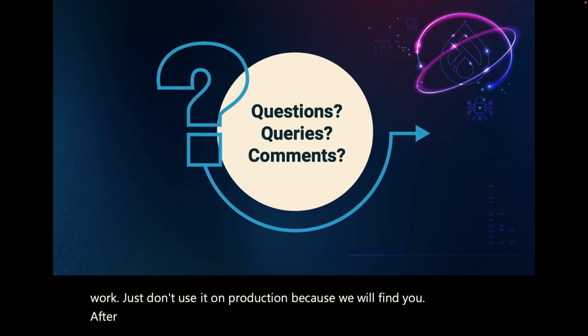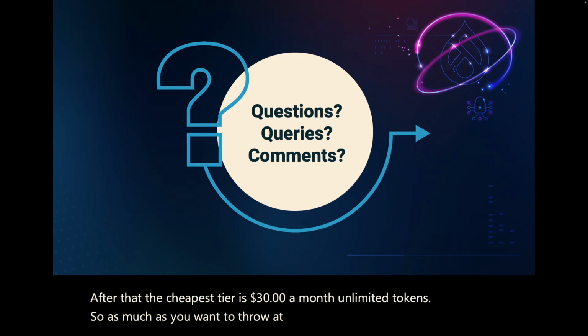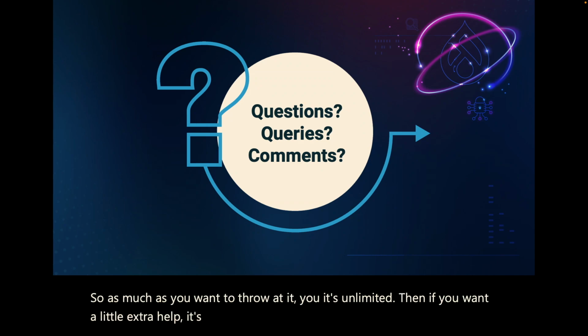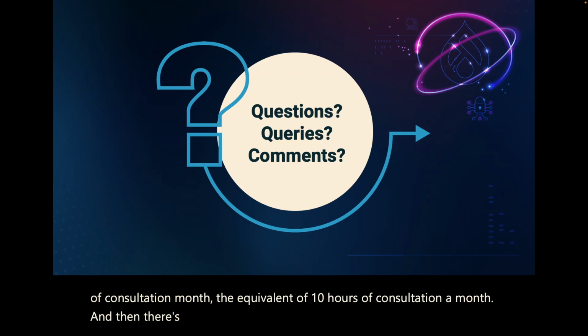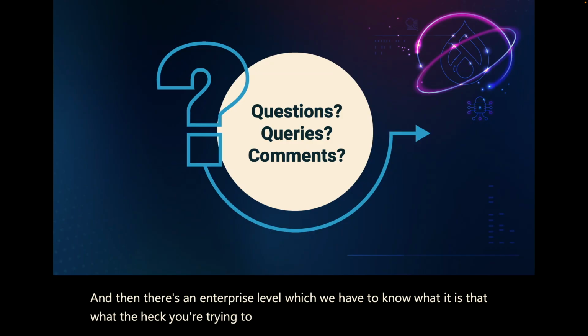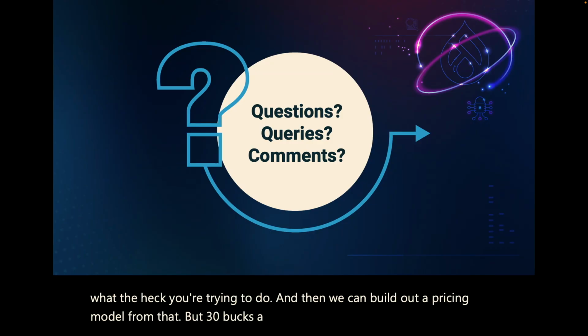After that, the cheapest tier is $30 a month, unlimited tokens. So as much as you want to throw at it, it's unlimited. Then if you want a little extra help, it's $120 a month, and that includes roughly 10 hours of consultation a month, the equivalent of 10 hours of consultation a month. And then there's an enterprise level, which we have to know what the heck you're trying to do, and then we can build out a pricing model from that. But $30 a month is cheap.